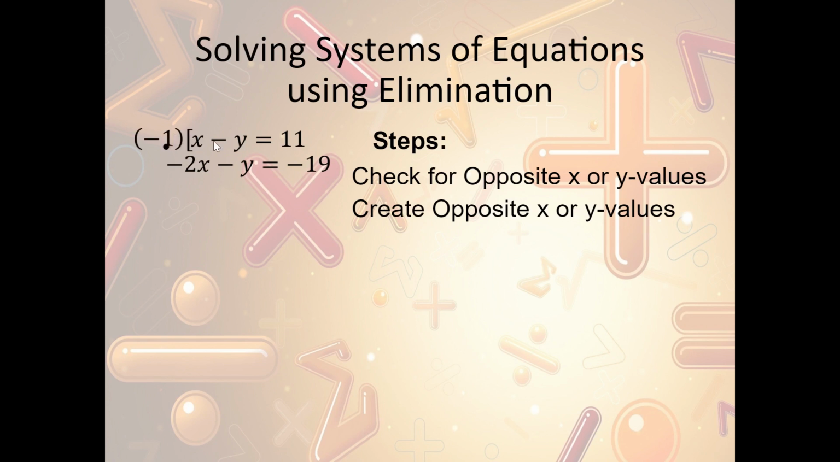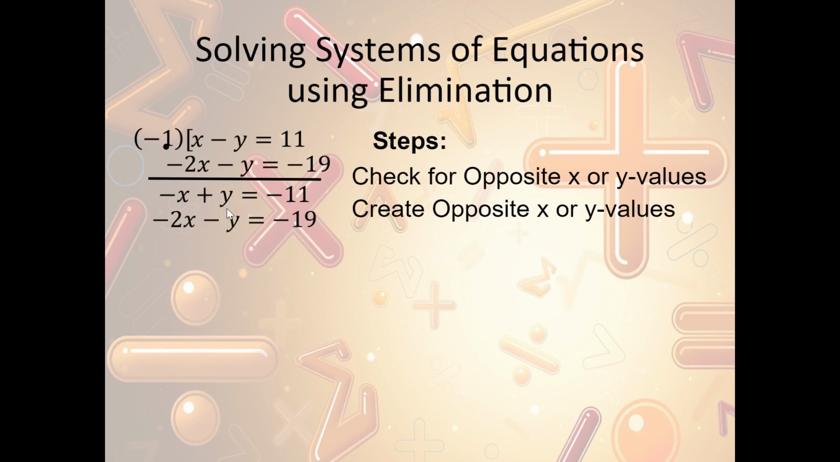If we multiply the top one by -1, we get positive y and negative y. Now, here's the deal. Anytime we multiply this, we have to multiply everything. So that's the x's, the y's, and the constants. Everything's got to get multiplied. So when we do that, we get -1 times x is negative x. -1 times negative y is positive y. And -1 times 11 is negative 11. So what we're left with now is negative x plus y is equal to negative 11. And the bottom one didn't change.